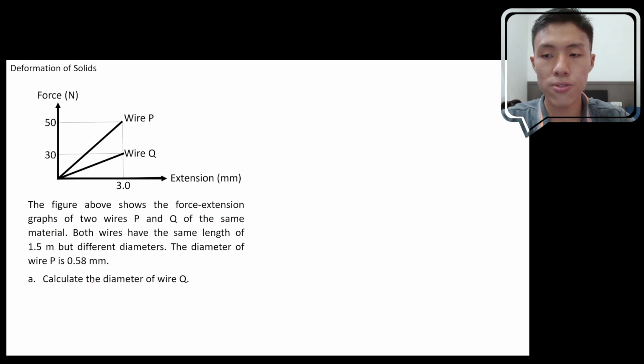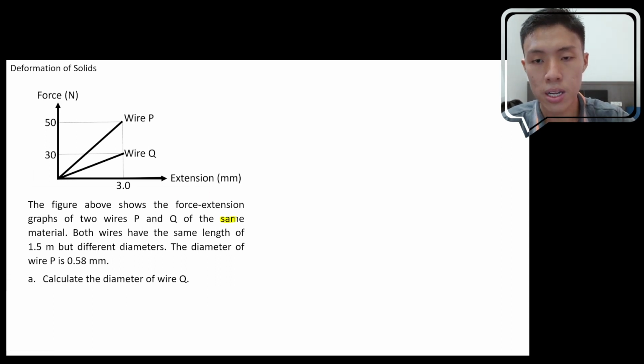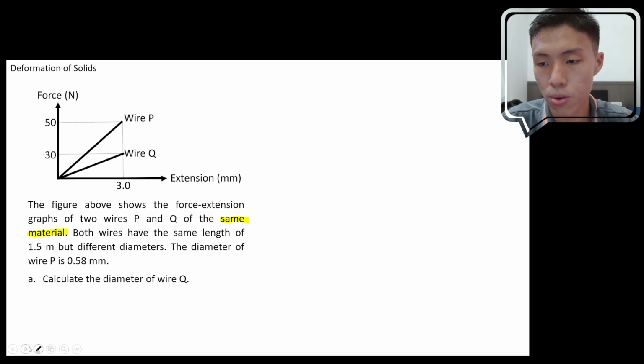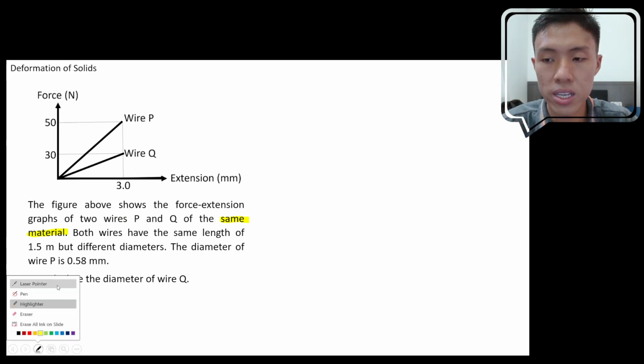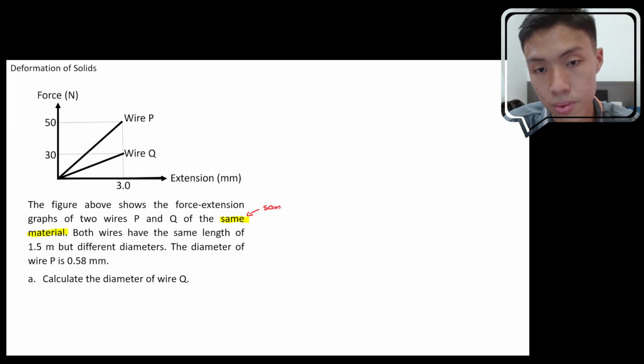You see the words of the same material. That means if they have the same material, what would be the same? They will have the same Young's modulus. Why is it so? Because Young's modulus only depends on the material you use only. So this means that you have the same Y, because Young's modulus depends on the type of material only.